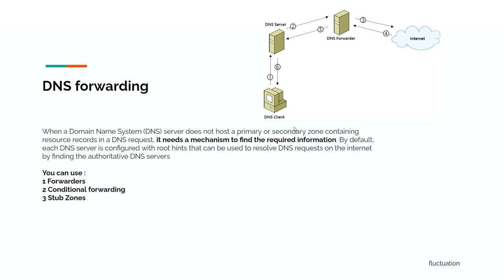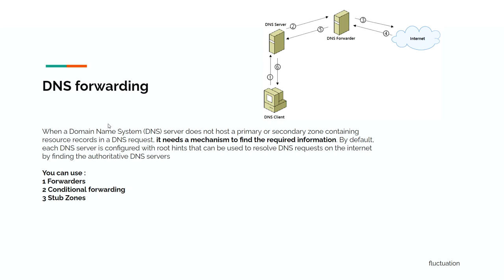So when a DNS server does not host a primary or secondary zone containing the resource, it needs a mechanism to find the record information. By default, each DNS server is configured with root hints that can be used to resolve DNS requests on the internet, okay? So you can use a forwarder, conditional forwarder, or stub zone. So forwarder is very good.